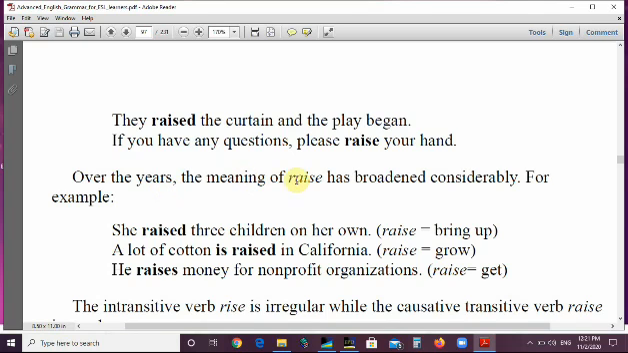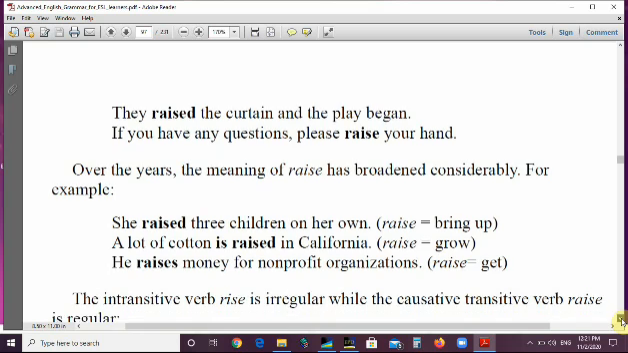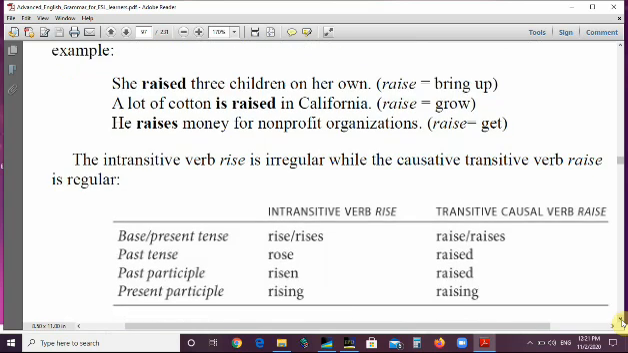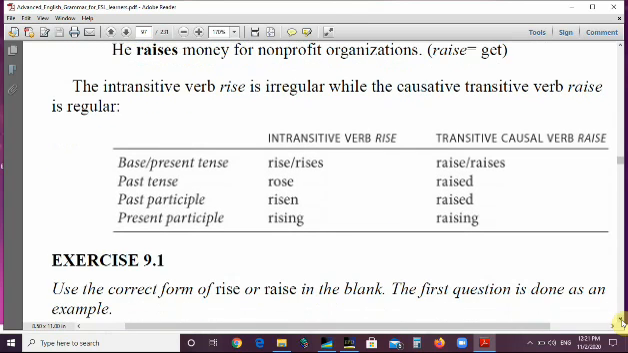Over the years, the meaning of raise has broadened considerably. For example, it has earned new meanings. She raised 3 children. Raise here means bring up, and a lot of cotton is raised, is grown. He raises money, he collects money for non-profit organizations, and so on. The intransitive verb rise is irregular. Rise, rose, risen. The causative transitive verb is regular. We add ed or d only. Raise, raised, raised.